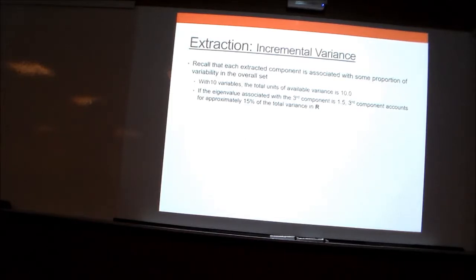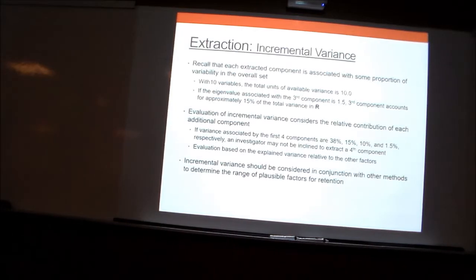All right. Another thing we can take a look at is incremental variance. Every component that we extract is going to account for some proportion of variability in our overall set. With 10 variables, we could extract 10 different components, and we'd have 10 individual eigenvalues. But if we take a look, an eigenvalue of 1.5 associated with the third component would be associated with 15% of the total variance in R. But let's say we want to take into consideration relative contribution. So what's my cost for adding another component?